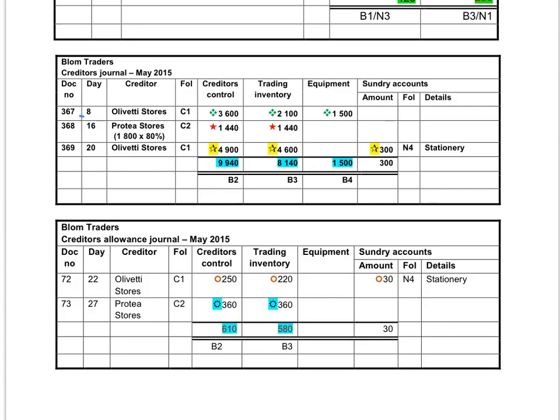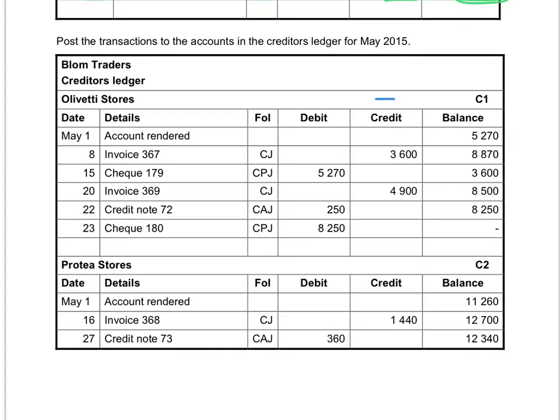According to the Creditors Journal, we bought goods on the 8th of May from Olivetti stores. The invoice number was changed to number 367 for 3,600 Rand. We will post this entry to our creditors account C1 and indicate that the creditor owes us more money. Creditors is increased on the credit side and decreased on the debit side because a creditor is a liability.